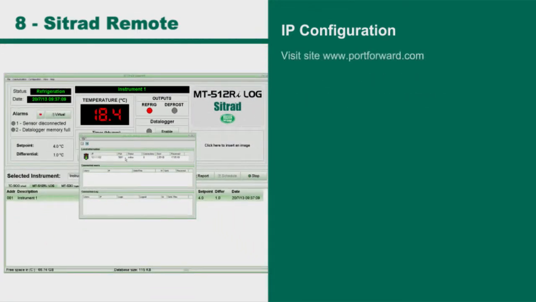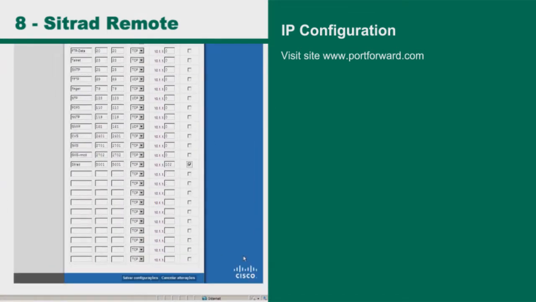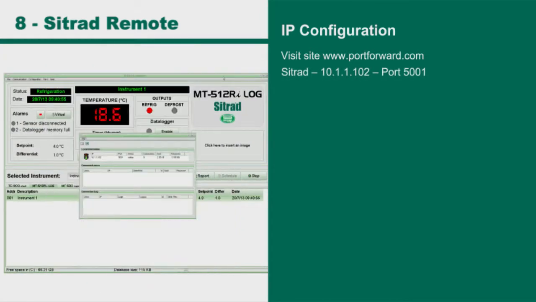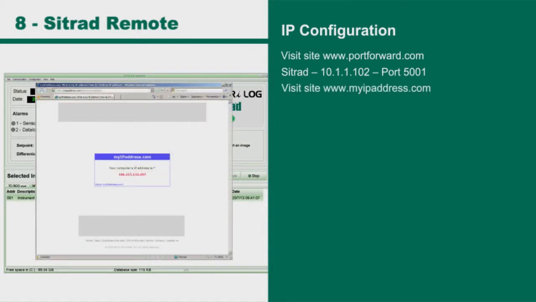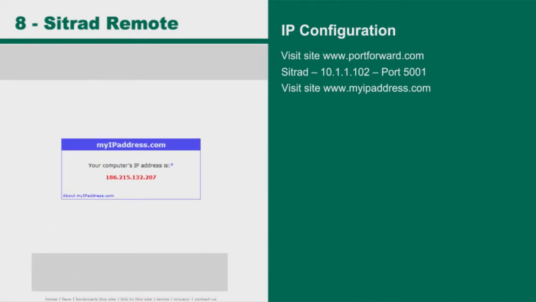Visit the website www.portforward.com to know how to liberate the port of your modem. We know our internal IP and configured the port for Sitrad. Now we need our external IP. To do so, visit www.myipaddress.com. Note the number that appears in red on the screen. This is the number for external access to Sitrad via Sitrad Remote.